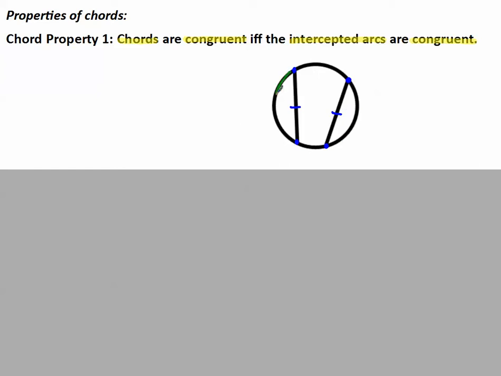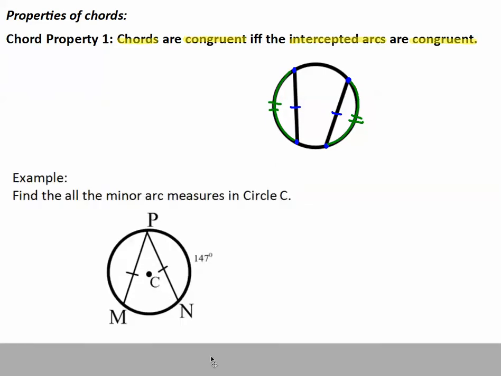So this arc has to be congruent to this arc because this length will be cutting off the same amount, because this length is the same or congruent. Let's see how we can apply that.